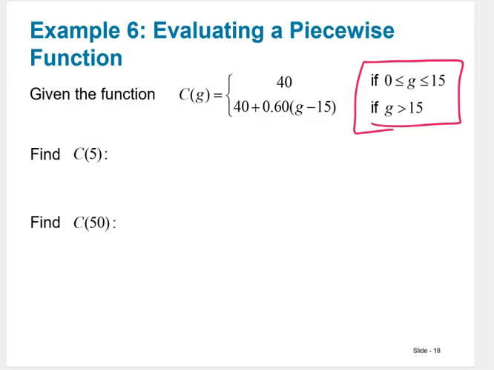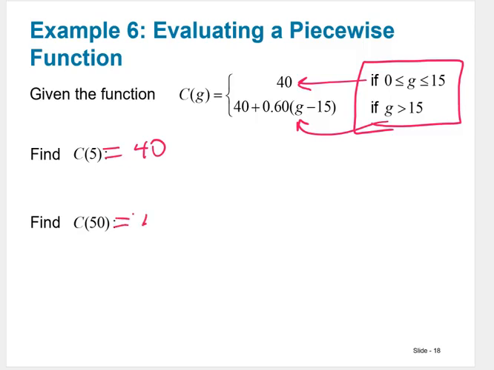All right, so find c of 5. Well, 5 is between 0 and 15, so that means we're going to use that. So that would have to be 40. Nothing for us to even plug in because it's constant. Okay, then it says find c of 50. Now 50 is larger than 15, so this time we're going to use this function right here.